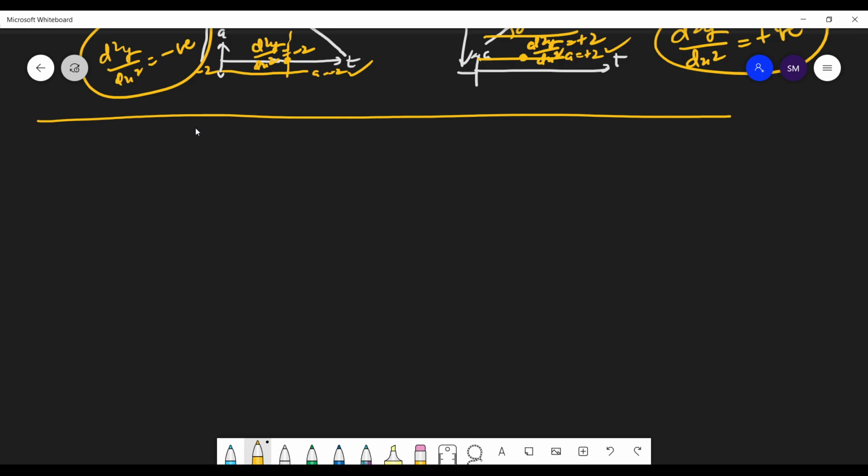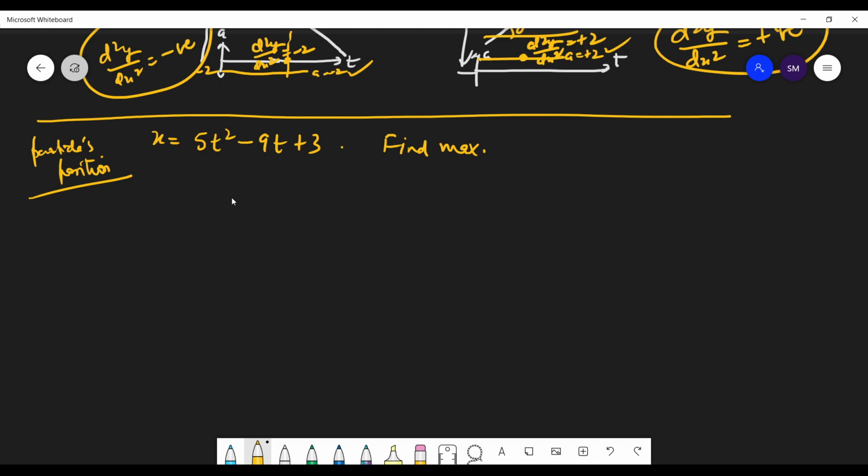So we have a function x equals 5t square minus 9t plus 3. That's the particle's position. So find out the maxima. Find the maximum value.